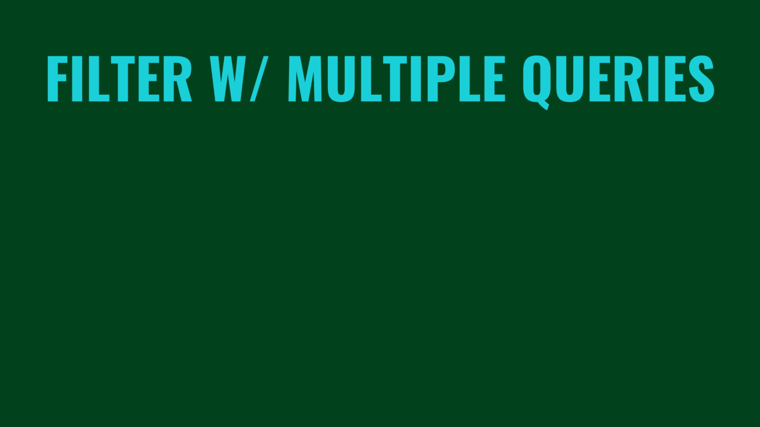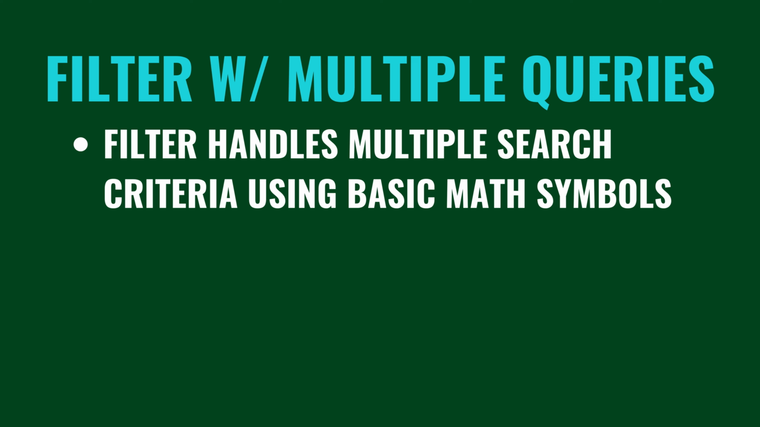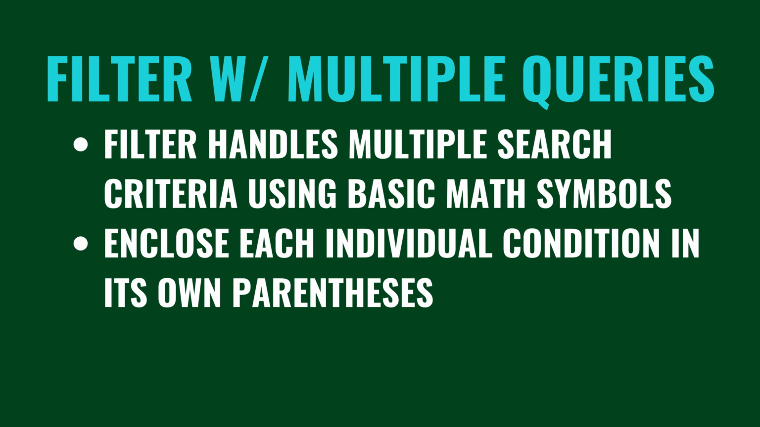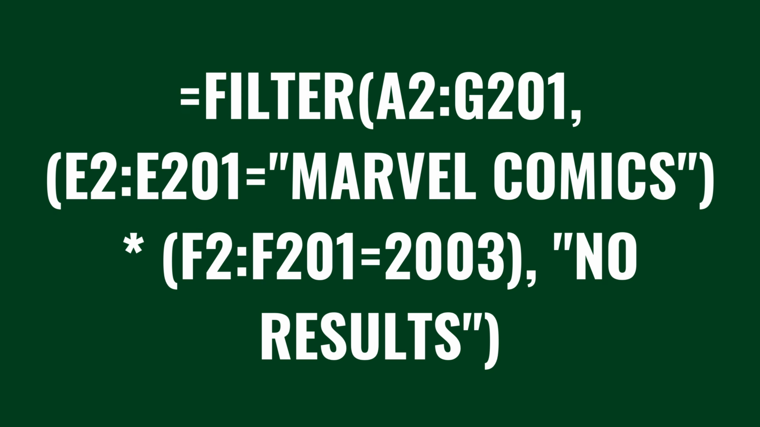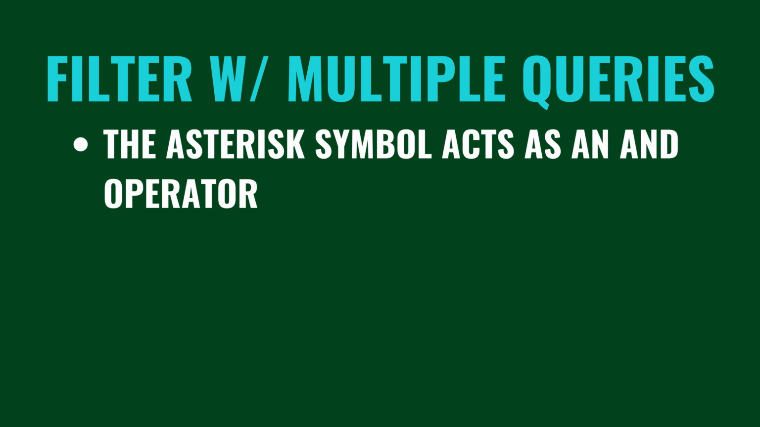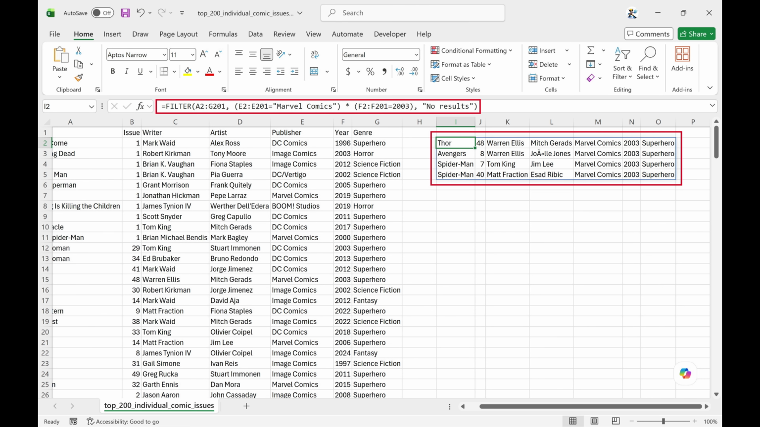One of the most powerful things about the filter function is its ability to handle multiple search criteria at the same time, using basic math symbols. If you wanted to filter your comics list for books that were published by Marvel and were also written in the year 2003, you would enclose each individual condition in its own set of parentheses and separate them with an asterisk symbol, like what's shown on the screen. The asterisk acts as an AND operator in array formulas, telling Excel that both conditions must be true. The results would look like this.